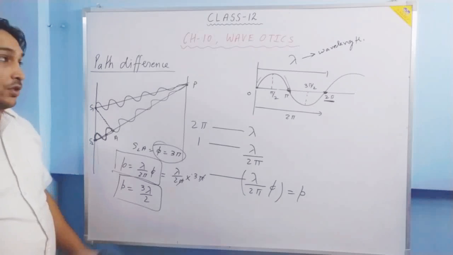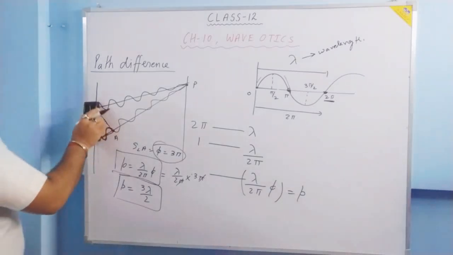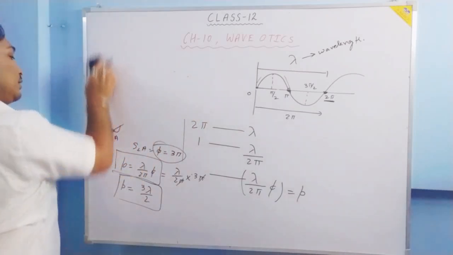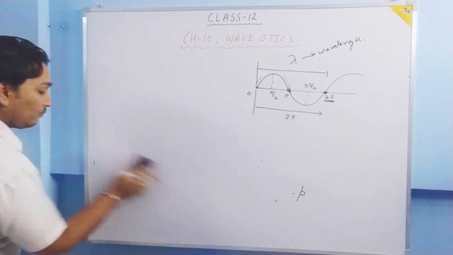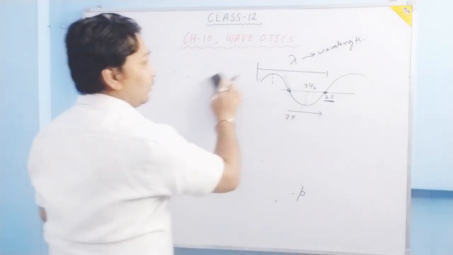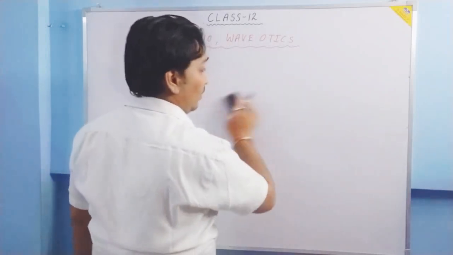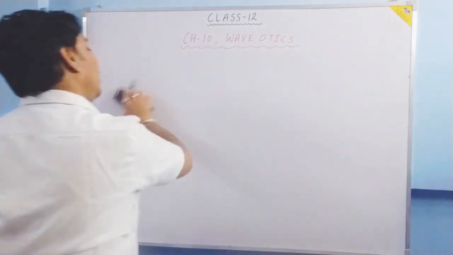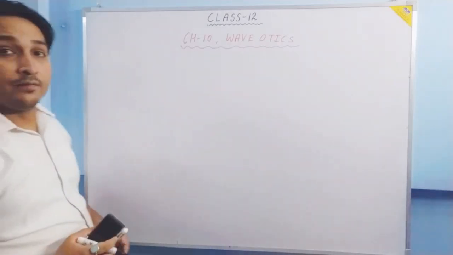Is it clear? So this is what phase difference and path difference are. Now let us move to our main topic, and that very topic is interference of light. All the things which have to be noted down are given in the description link. Make notes from there only.